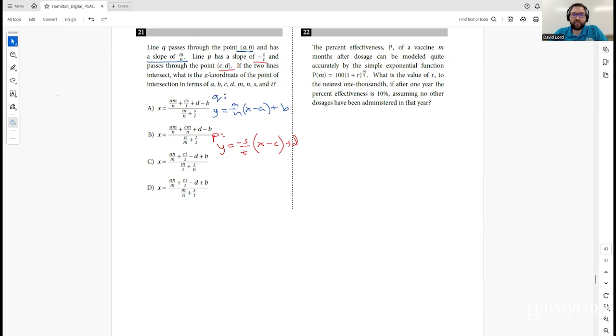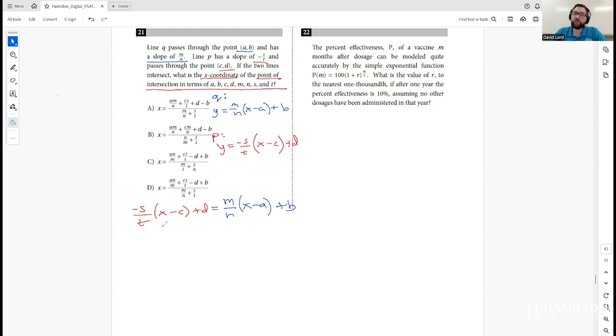If the two lines intersect, what is the x-coordinate of the point of intersection in terms of all the letters? All right, so we're looking for where the lines intersect and we're looking for the x value. So I'm going to replace the y's with each other's equation. So it looks something like this, and equals the blue one. All right, perfect. So we're looking to find the x value.